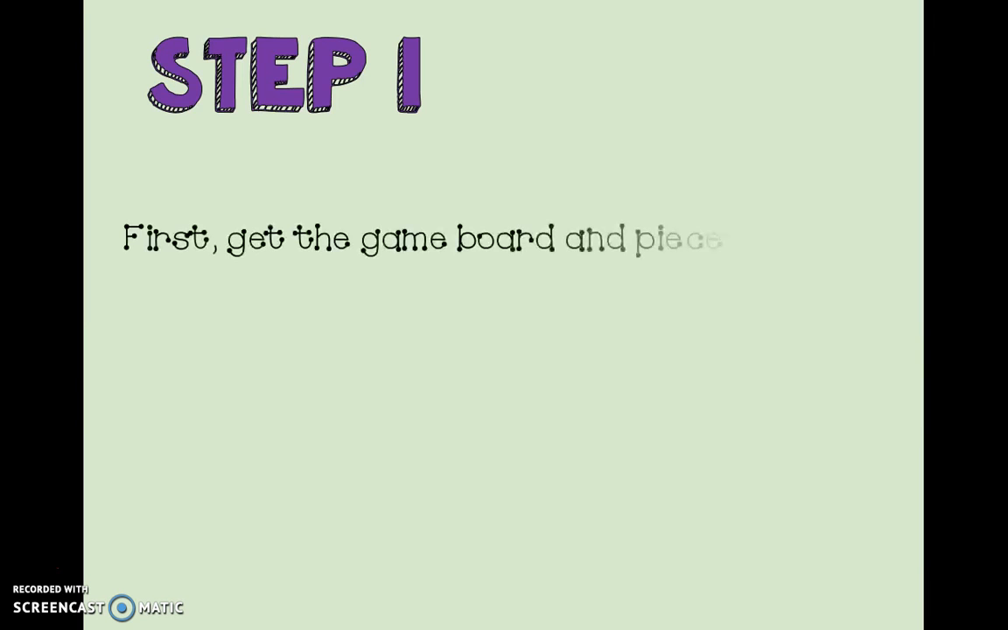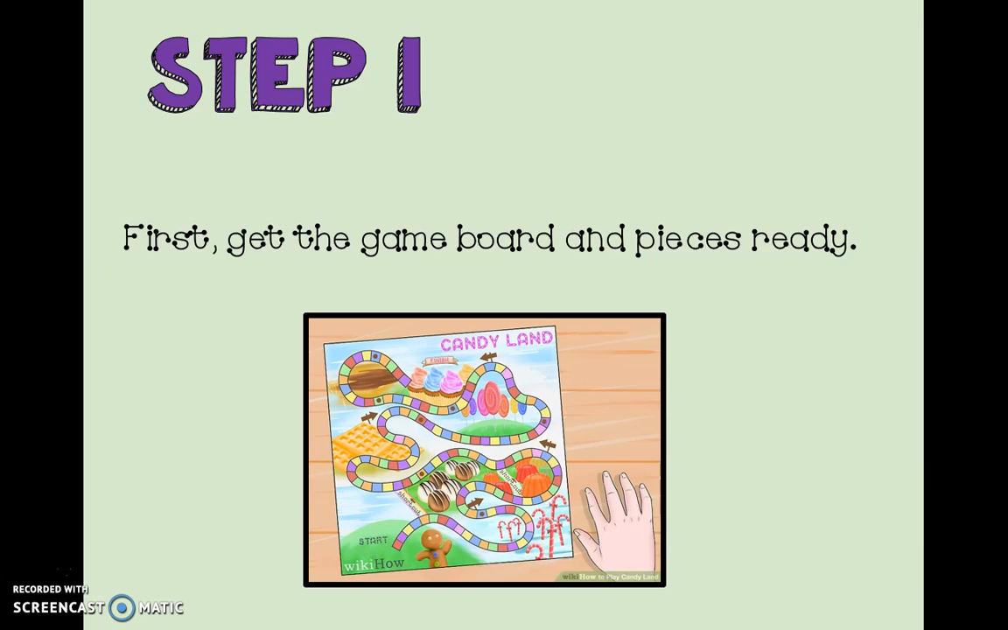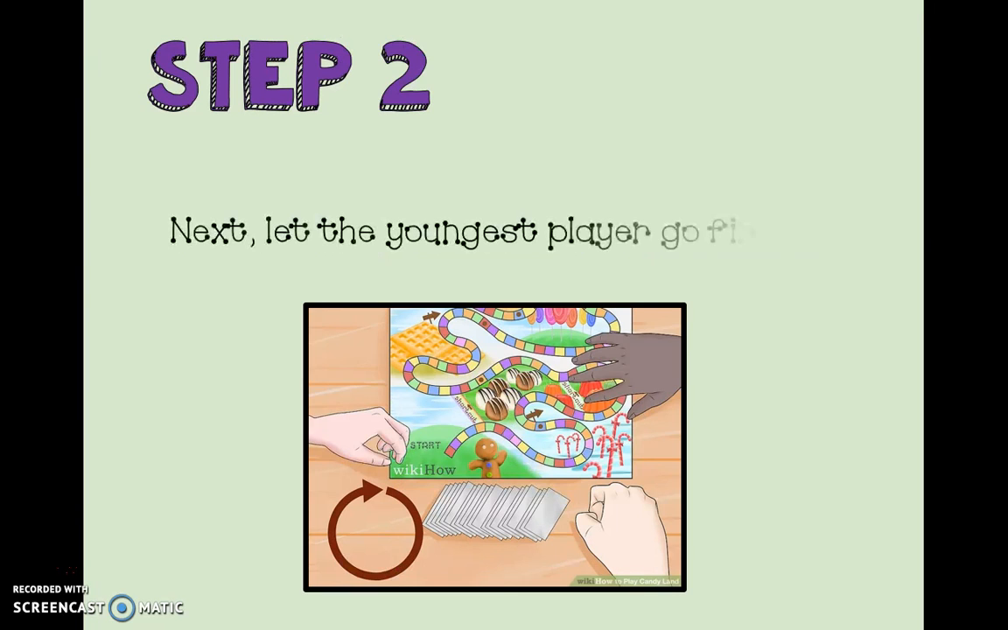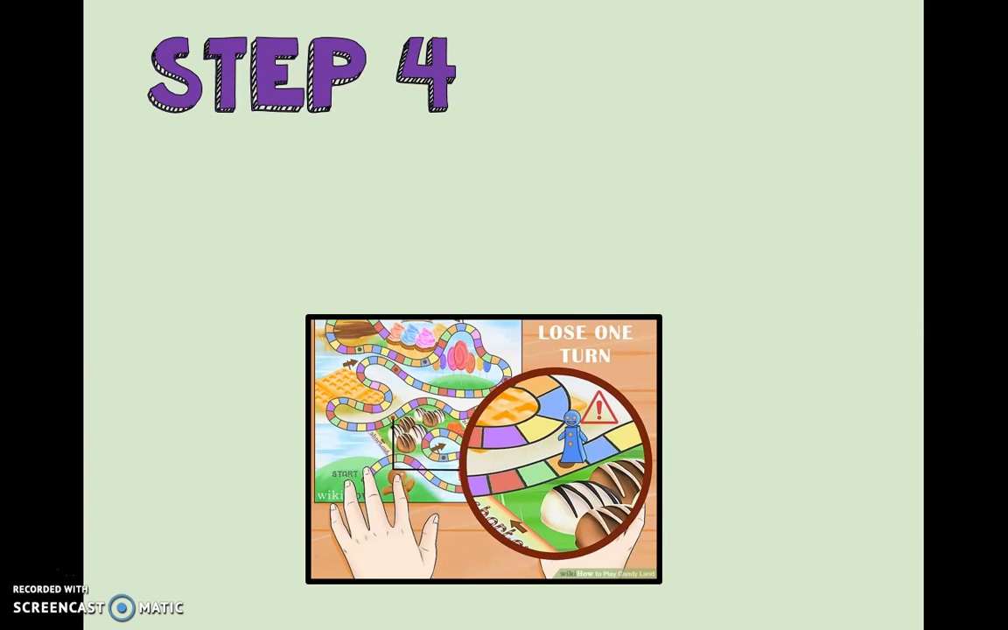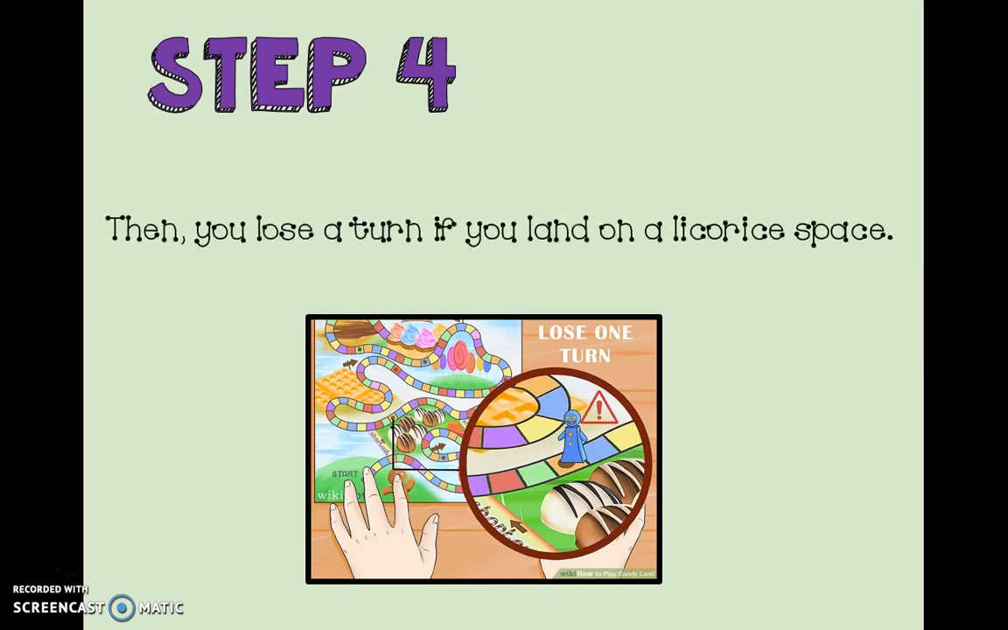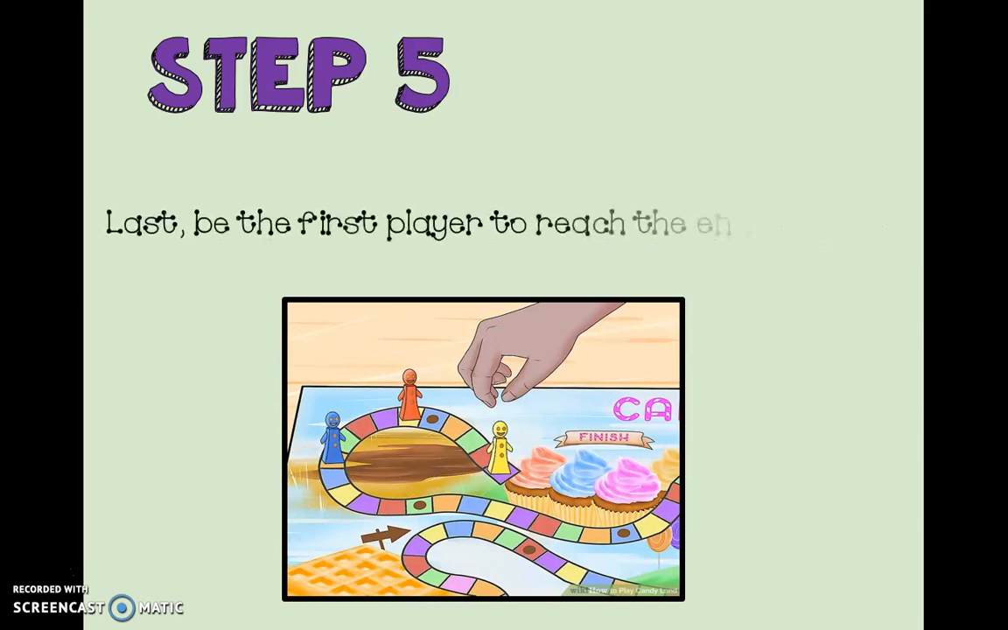Step 1. First, get the game board and pieces ready. Here is a picture to help my reader easily understand what the step is. And notice I started the step with the transition word first. Step 2. Next, let the youngest player go first. Step 3. After that, draw a card and move to that color. Step 4. Then you lose a turn if you land on a licorice space. Step 5. Last, be the first player to reach the end of the path.